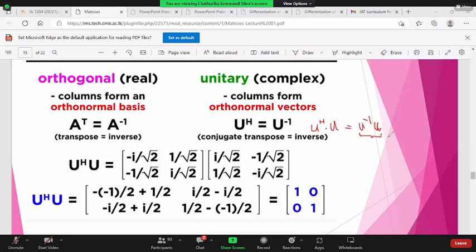Identity matrix. So this is going to be equal to the identity matrix.